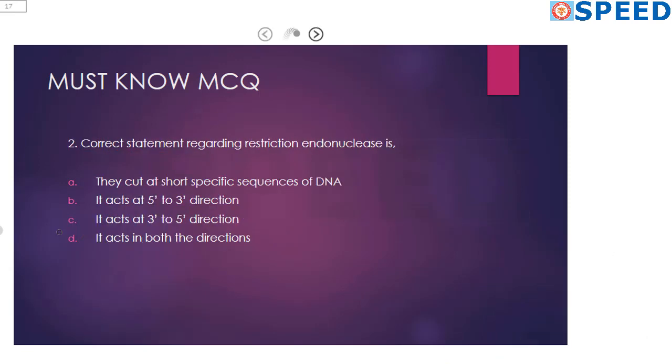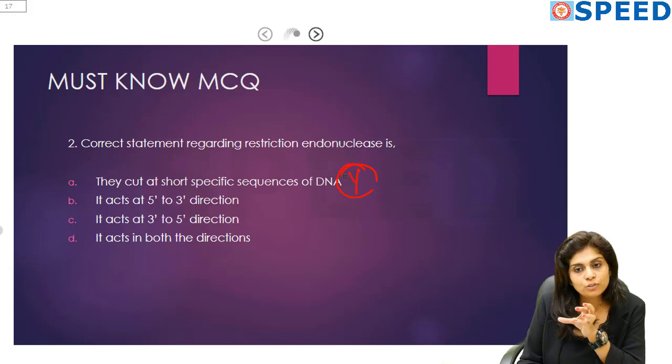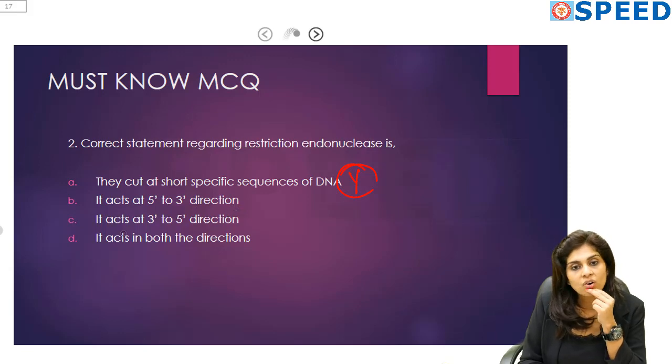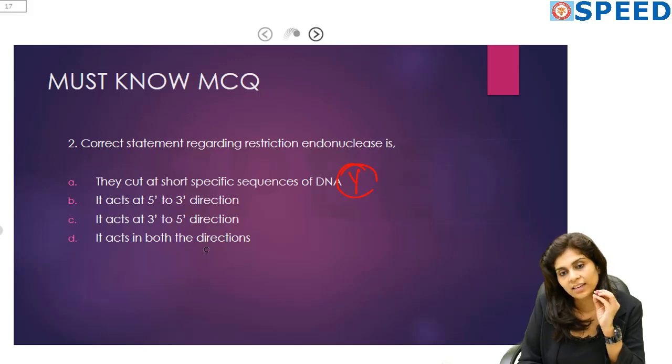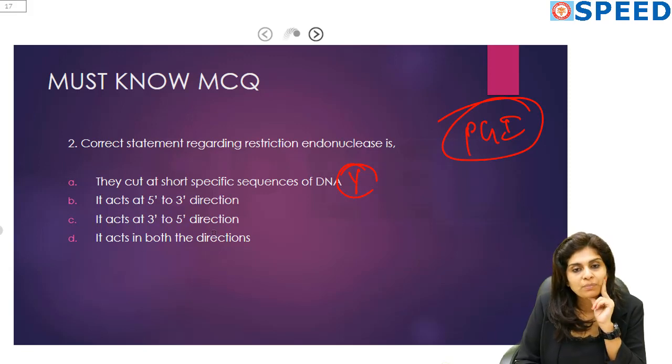Correct statement regarding restriction endonucleases. Does it cut at short sequences of DNA? Yes. Short specific palindromic sequence, yes. Does it act at 5', 3' direction, or does it act at 3', 5' direction, or does it act in both the directions? I am giving you 30 seconds to think and answer. Think and try to answer to yourself which of these would be right. It's a PGI question. Does it act at 5 prime, 3 prime, or 3 prime, 5 prime, or in both the directions?